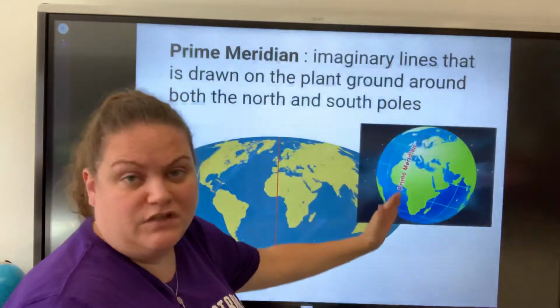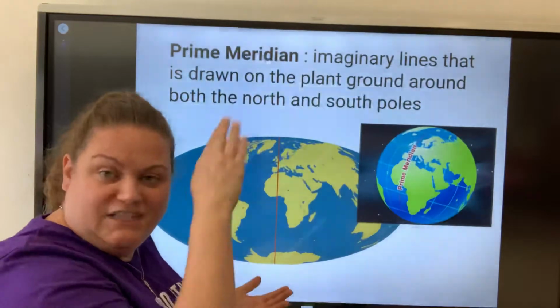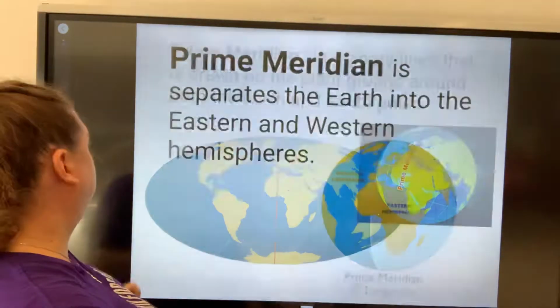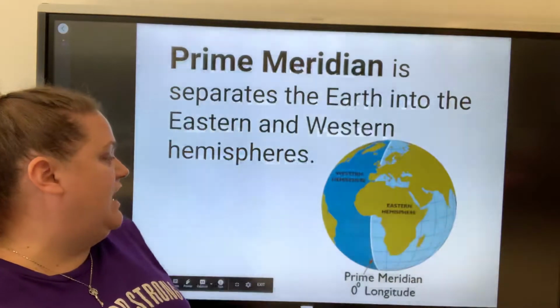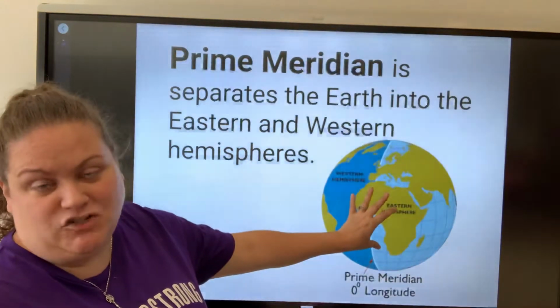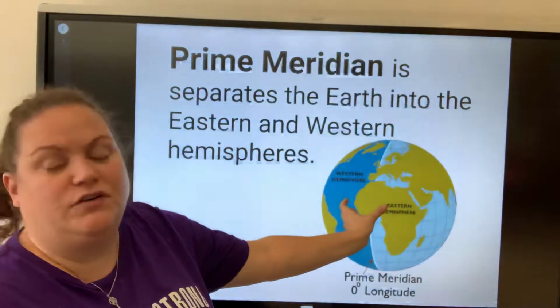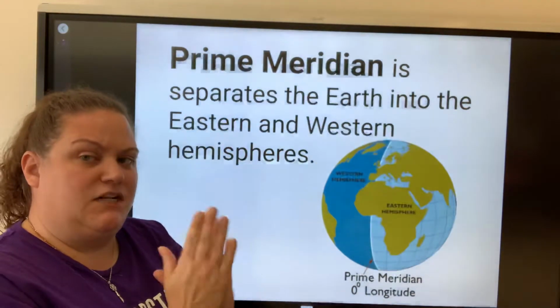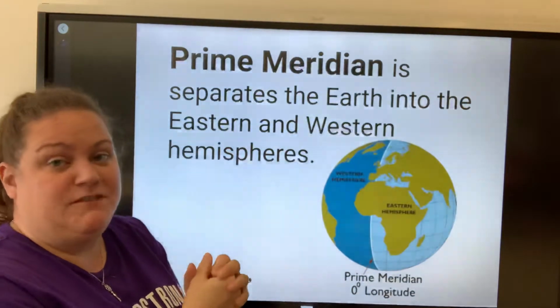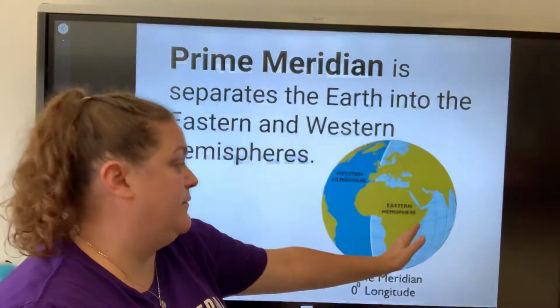This is more like what it looks like on the globe. It's almost like a long line encircling the entire globe. The prime meridian separates the earth into the eastern and western hemispheres. This is the best picture I could find. But because it goes from the north to the south pole, it almost divides the earth in half that way. So think of it separated into two big halves, because hemisphere means halves. So western hemisphere is that half, eastern hemisphere is this half.